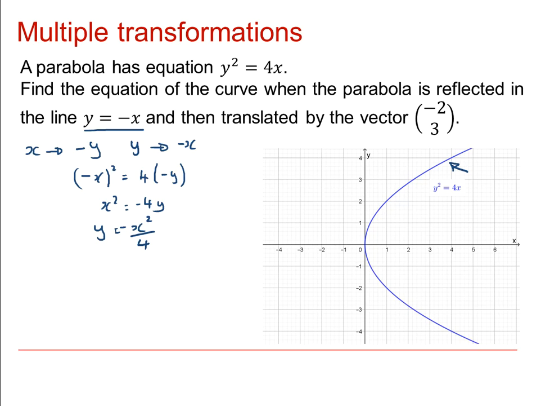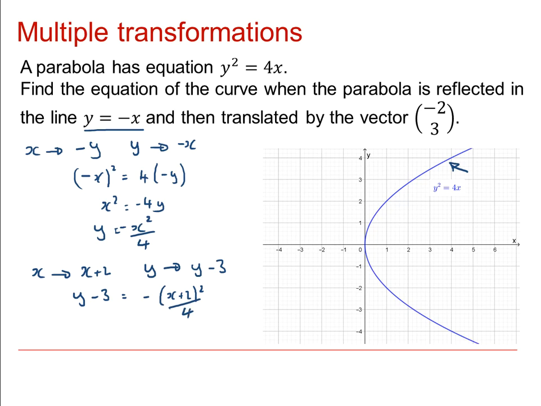To do the translation by negative 2, 3, then x will map onto x plus 2 and y will map onto y minus 3. So that the new equation will be y minus 3 is equal to minus of x plus 2 all squared divided by 4.